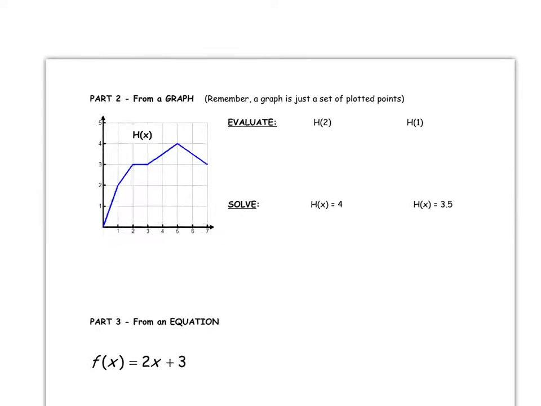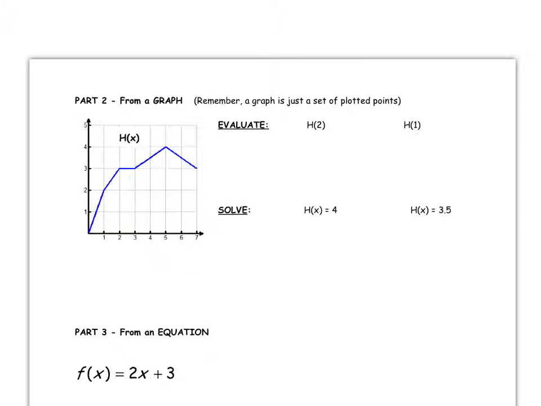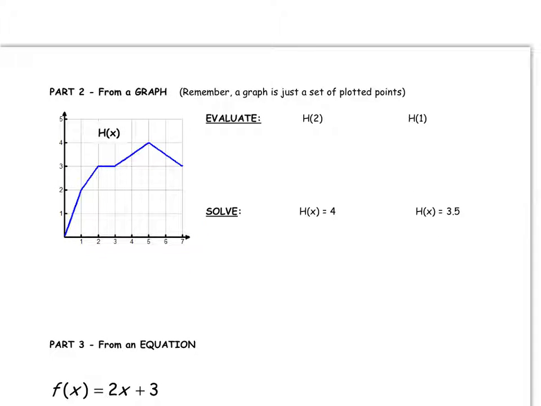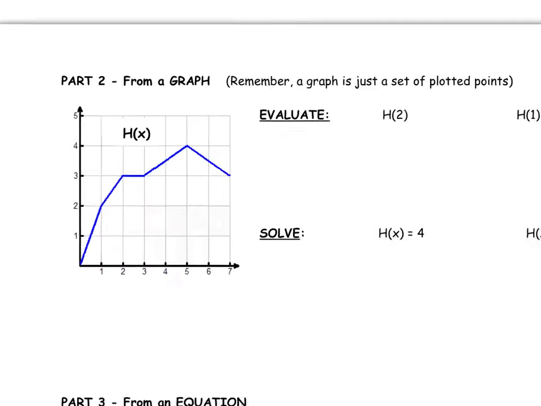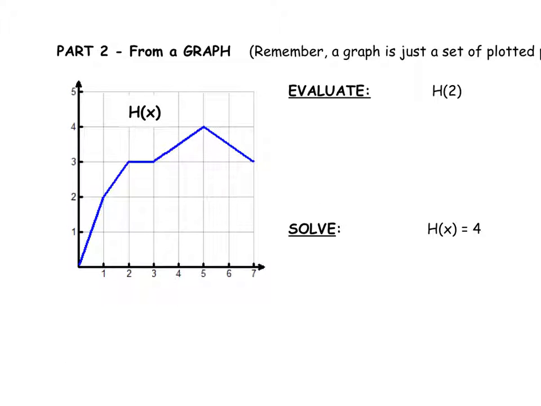All right, part 2, we're going to do the same thing, evaluate and solve, but we're going to do it from a graph. What I'm going to do on this graph is go through really quickly. I want you to do this in your notes and mark some points. There's a point right here. I'm going to label it (0, 0). Here's another point, I'm going to label it (1, 2). Here's another point, (2, 3).